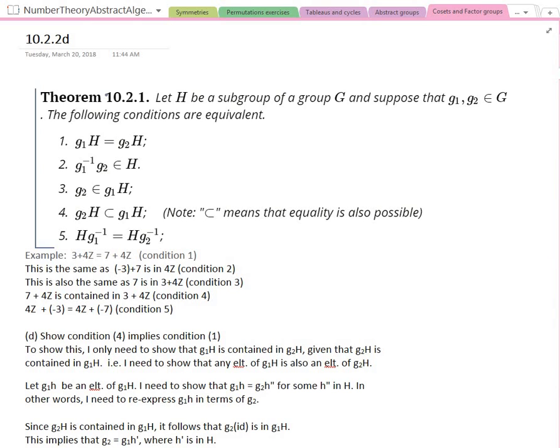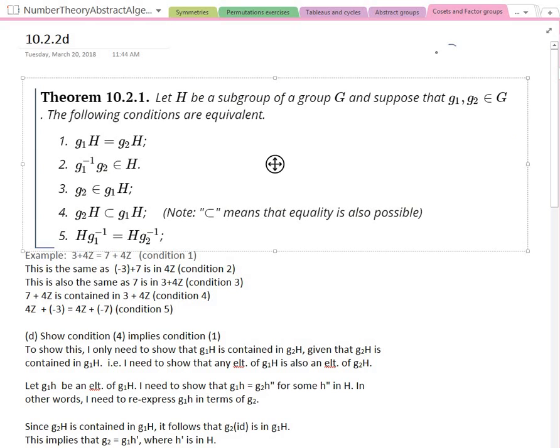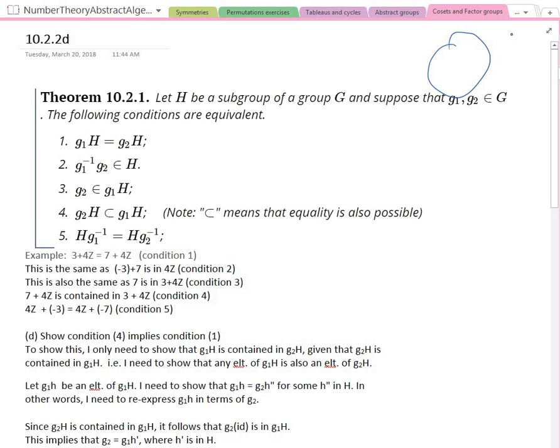So let's just draw a picture here. So here's G. G is the big group. H is a subgroup. And G1 and G2 are elements of G. Now, G1 and G2 both determine cosets. Let's suppose that G1H equals G2H. So that means there's a coset G1H that happens to be the same as G2H.